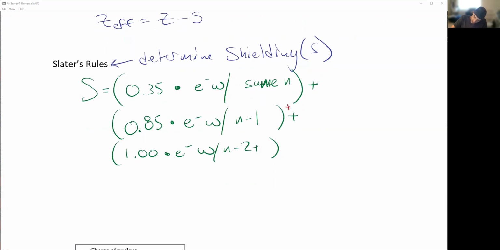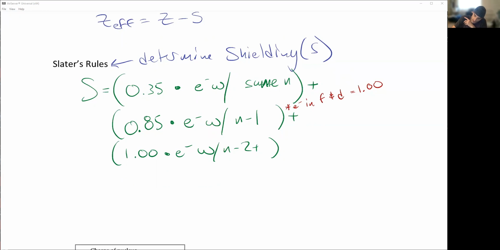So for this one right here, electrons in F and D, so inner electrons, anything that's not in the outside shell but in the inner shell, F and D electrons equal a full 1 shielding, because their penetration power is very strong.